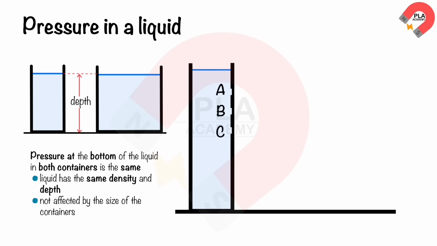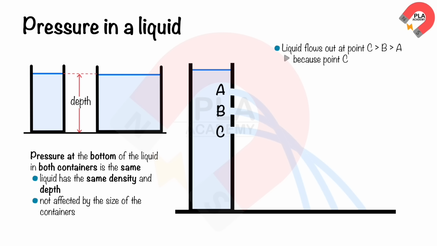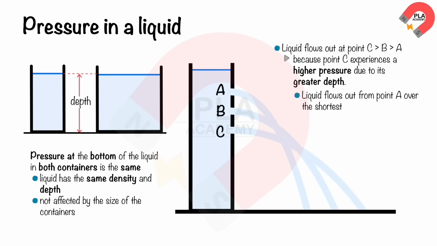The container has three holes labeled as A, B, and C, which cause the liquid to flow out of the container. The liquid flows out of the container at point C further than B and A because point C experiences a higher pressure due to its greater depth. Conversely, the liquid flows out from point A over the shortest distance because point A is shallower and has the lowest pressure.